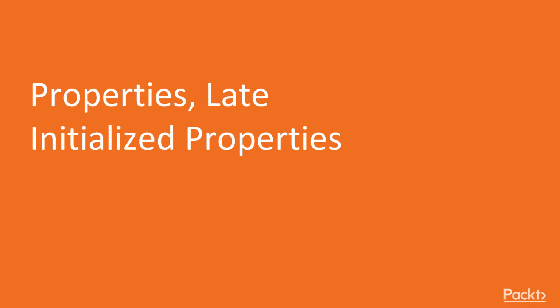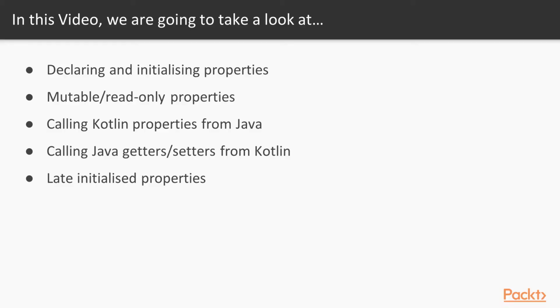In this video, we're going to talk about properties and something that's specific to Kotlin, late initialized properties. We're going to see how to declare them, how to initialize them, what mutable and read-only properties are, how Kotlin properties are called from Java, and how you can call Java getters and setters from Kotlin. And we're going to talk about late initialized properties. Okay, let's get to it and see some code.